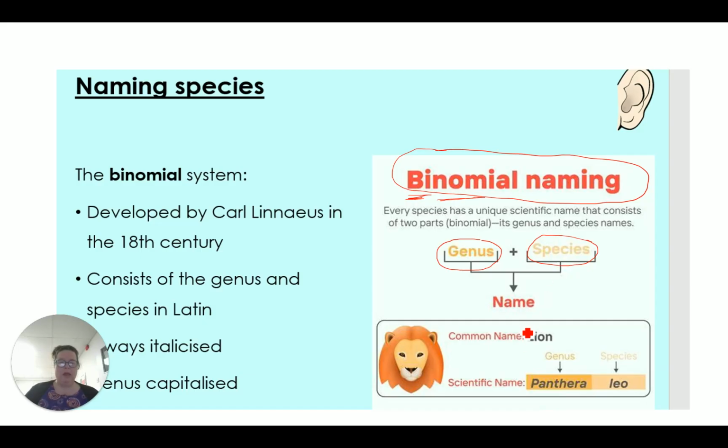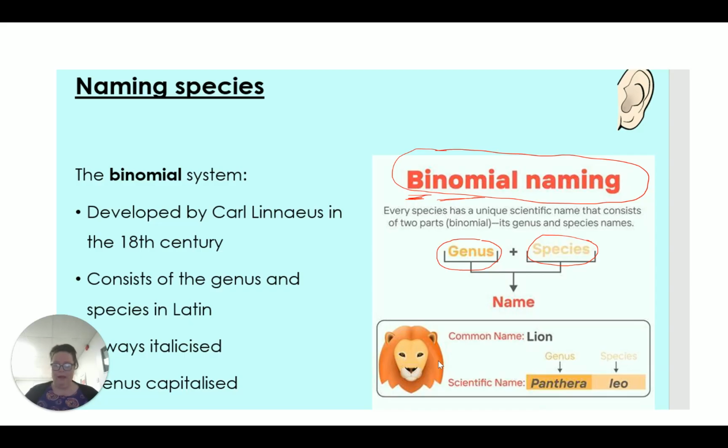So I've got an example here. The lion, its genus is Panthera, and its species is leo. Now, if any of you are Leo star sign, you'll probably know that that's a lion, and that's where it came from. There's another Panthera as well, Panthera tigris, and you can probably guess what that one is. That's a tiger. So they're quite closely related, but not the same species. Let me give you a couple of others that I thought were quite interesting. Carrot. Carrot is Daucus carota. Okay, so genus and species.